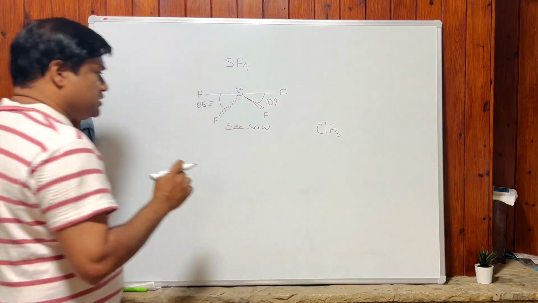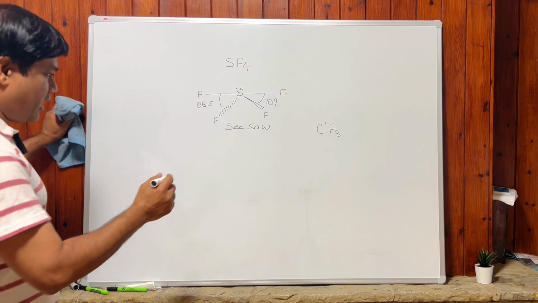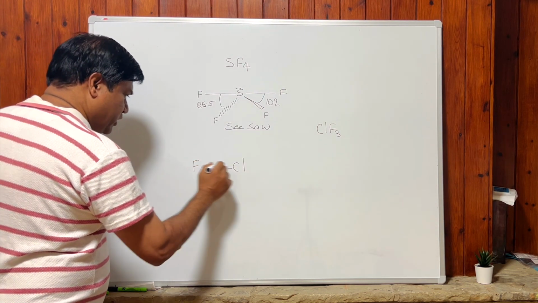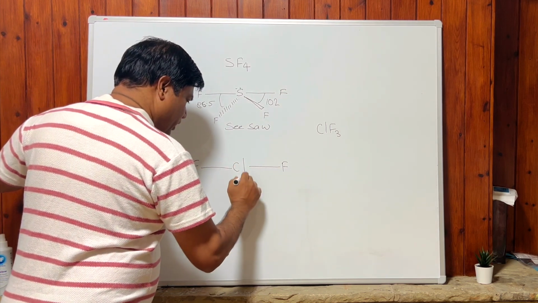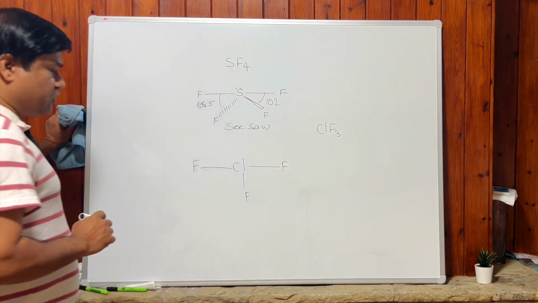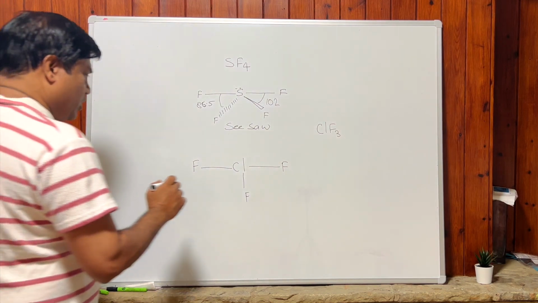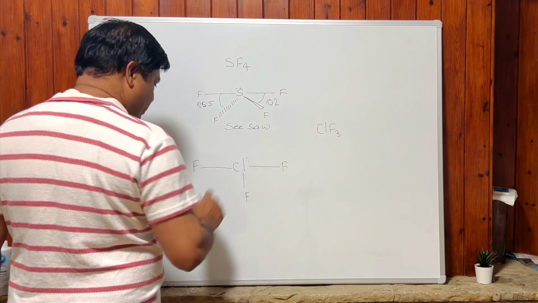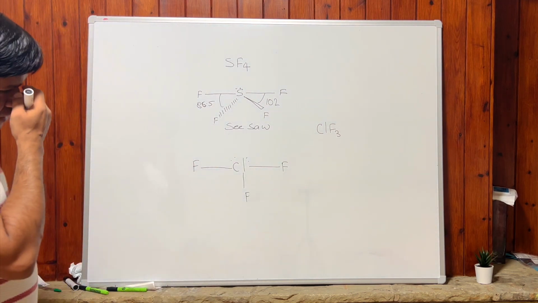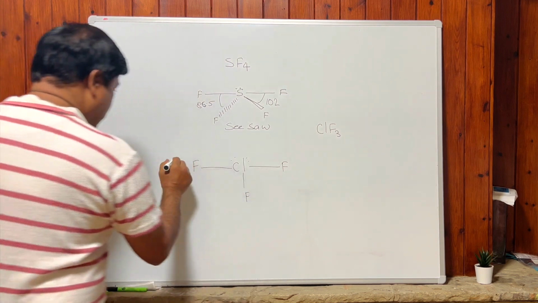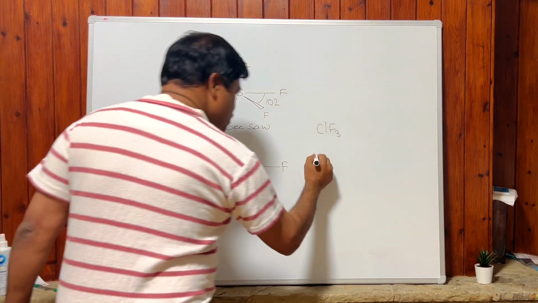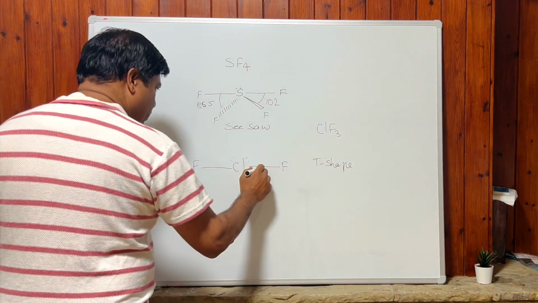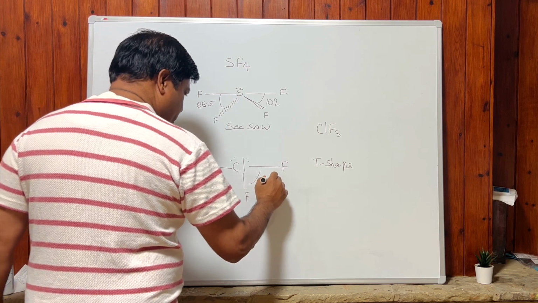trifluoride. Chlorine has 7 valence electron, and then makes 3 bonds with fluorine, 1, 2, 3. 3 bonds with fluorine. How many electrons left? 1, 2, 3 gone. 4, 5, 6, 7. How does the shape look to you guys? T shape, important. That was a past paper question. T shape, T shape. Bond angle 87.5.